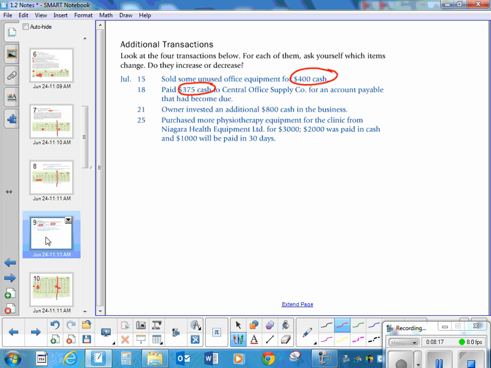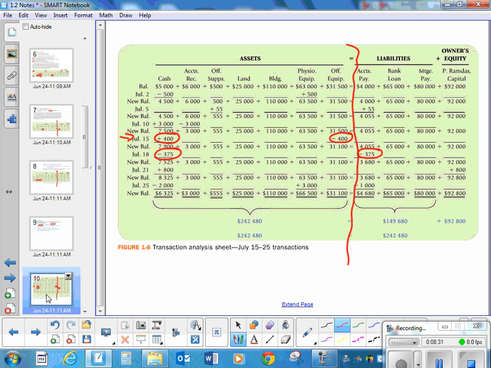On the 21st, the owner invests an additional $800 cash into the business. Quite often, an owner will take money out of their own pocket and they will put it into the business. When this happens, you don't look at it as the owner's money, you look at it from the point of view of the company. So the company's cash went up $800. And now their owner's equity or their capital is also going up $800. And if you look at it from the left side and the right side, you'll see that the left side went up and so did the right side, so you're still in balance.